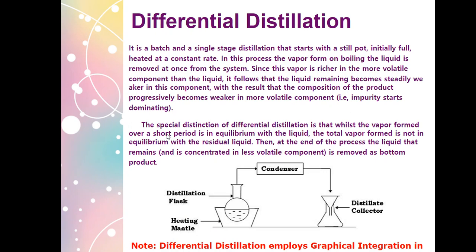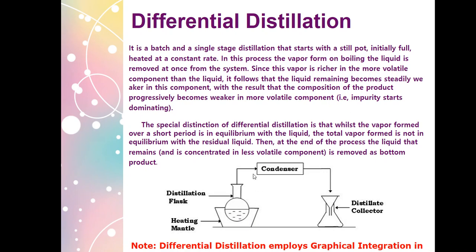Now, we go to the second type under method 1 still, and this is referred to as differential distillation. So a detailed description of what was discussed a while ago is written also in this slide. It is a batch and single stage distillation process that starts with the still pot, initially full, heated at constant rate. In this process, the vapor formed on boiling the liquid is removed at once from the system. So this is a case of slow boiling because you have a heating mantle or a liquid that boils up to heat up the liquid inside this flask.